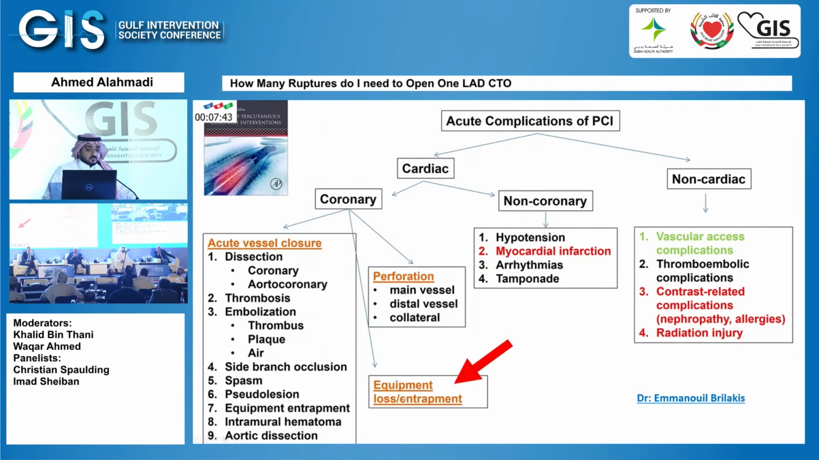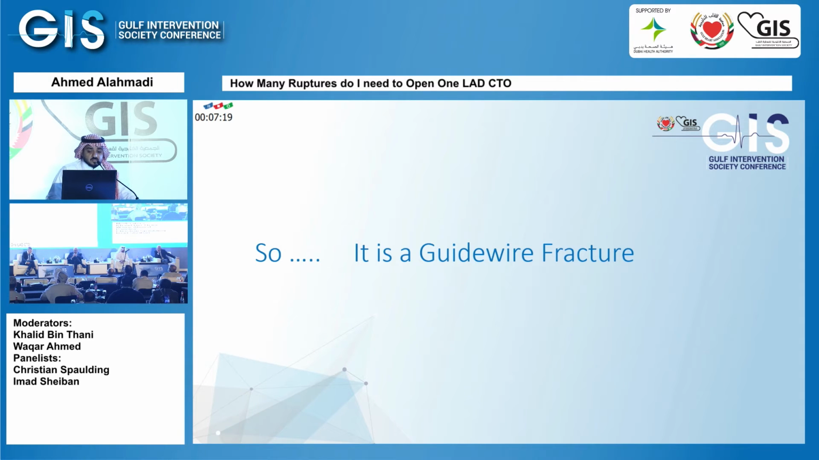For the differential diagnosis, this is what I'm using. I like it, this is from Dr. Emmanuel. So I go with the approach. What is this? This is a cardiac coronary equipment loss. Having this in my mind helped me differentiate and organize what's happening there and carry on. So it's a guide wire fracture.